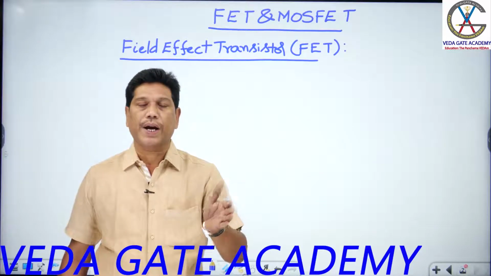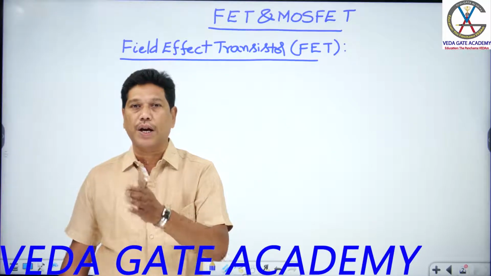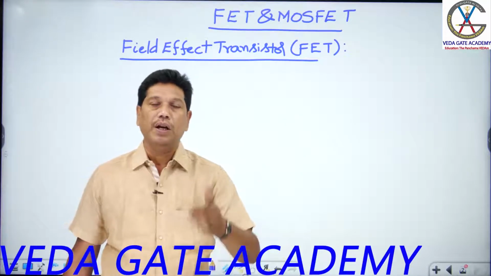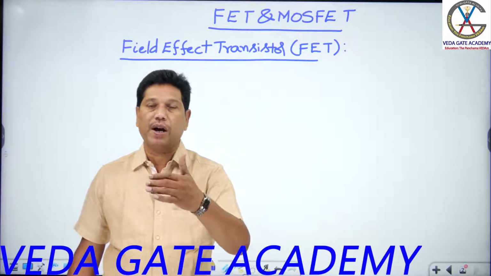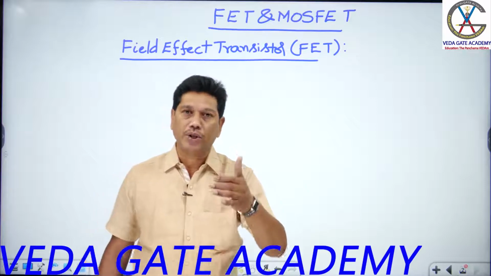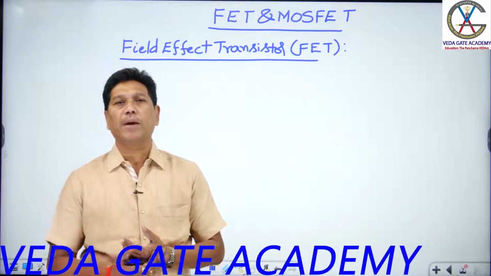So BJT is a current controlled current source. FET is a voltage controlled current source. In the case of BJT, the output current change depends on input current, but in FET as well as MOSFET, the output current change depends on input voltage, students.